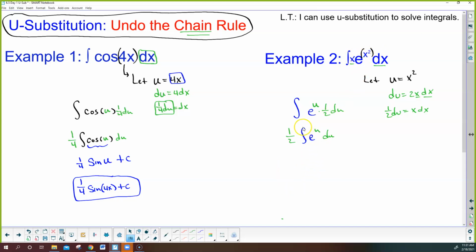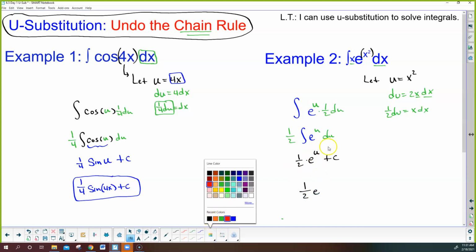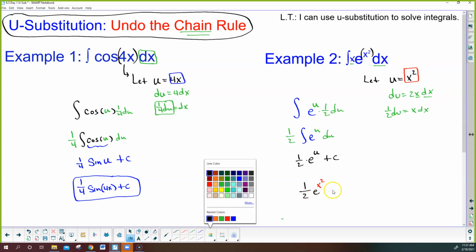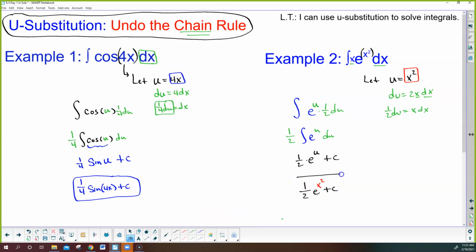So now we're thinking, whose derivative gives me e to the u? Well, the antiderivative of e to the u is e to the u. The 1/2 is just a multiplier, so that's going to stay. And then we put plus c. But notice our answer is in terms of u. We want it in terms of x. So all I'm going to do is take what u was originally and replace u with x squared. There's my answer.